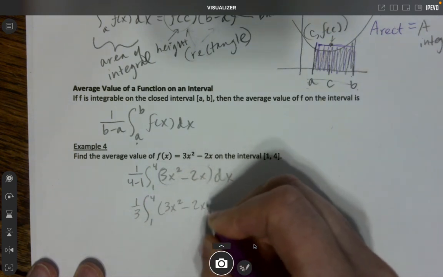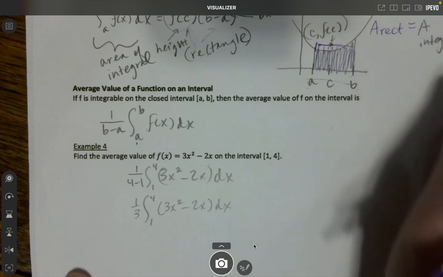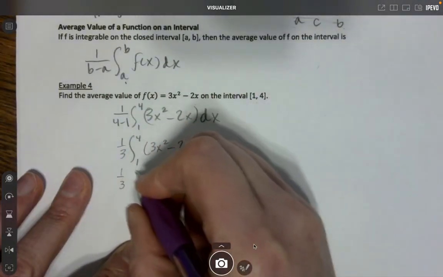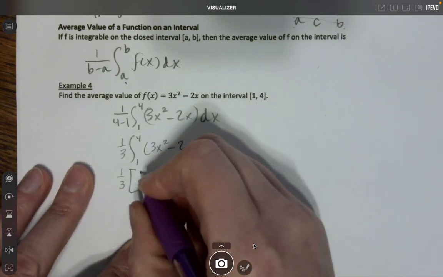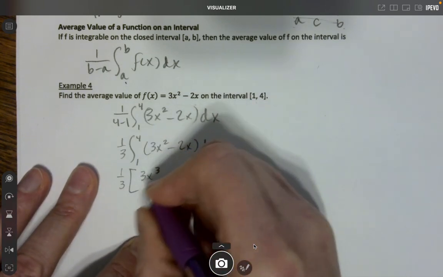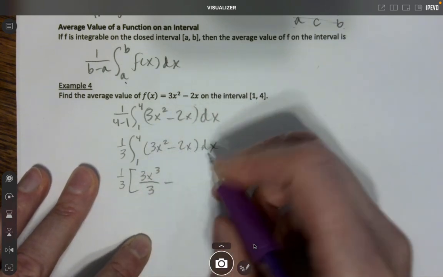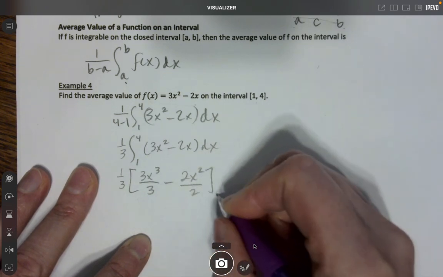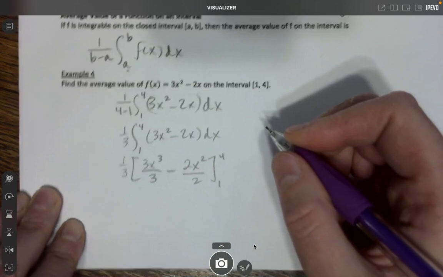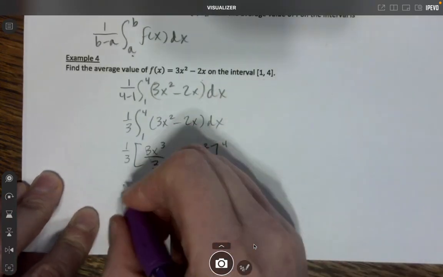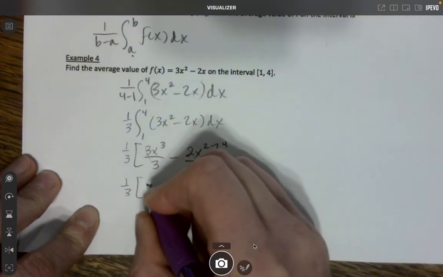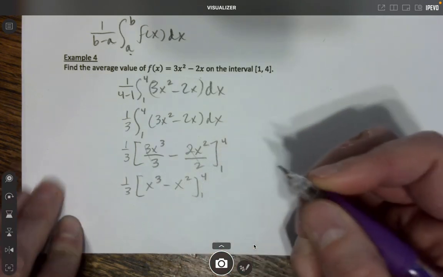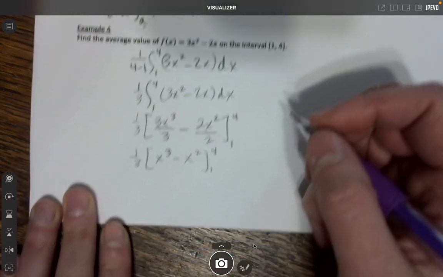And probably just could have integrated it right now. So let's go ahead and leave the 1/3 there. And let's integrate. 3x squared will become 3x cubed over 3 minus 2x squared over 2 from 1 to 4. And then I want to simplify this. So 1/3 of x cubed minus x squared. All right, and then we're going to plug in some numbers.